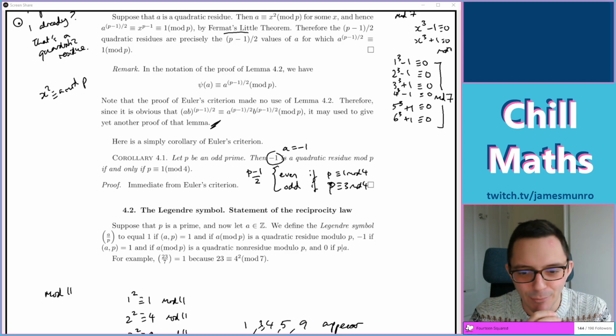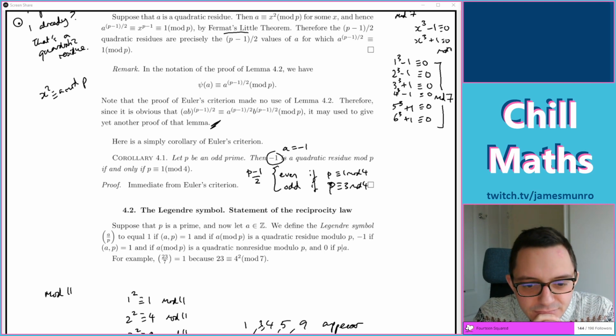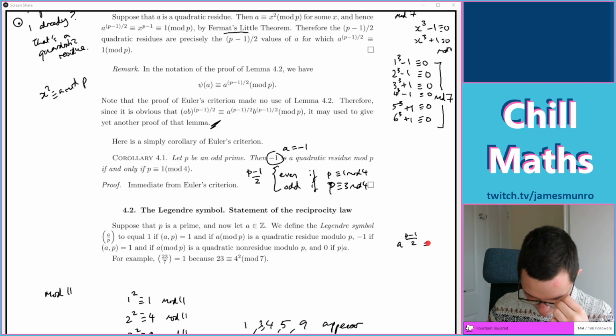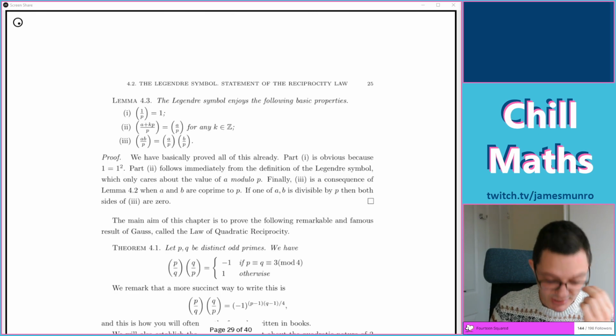I guess if you're working mod P, then you have to accept all of these things, not just the small numbers. We've got a formula for this, right? Because we know that A to the P minus 1 over 2 is equal to, well, mod P. Yeah, it's something to do with A to the P minus 1 over 2. Basic properties, the Legendre symbol does this.